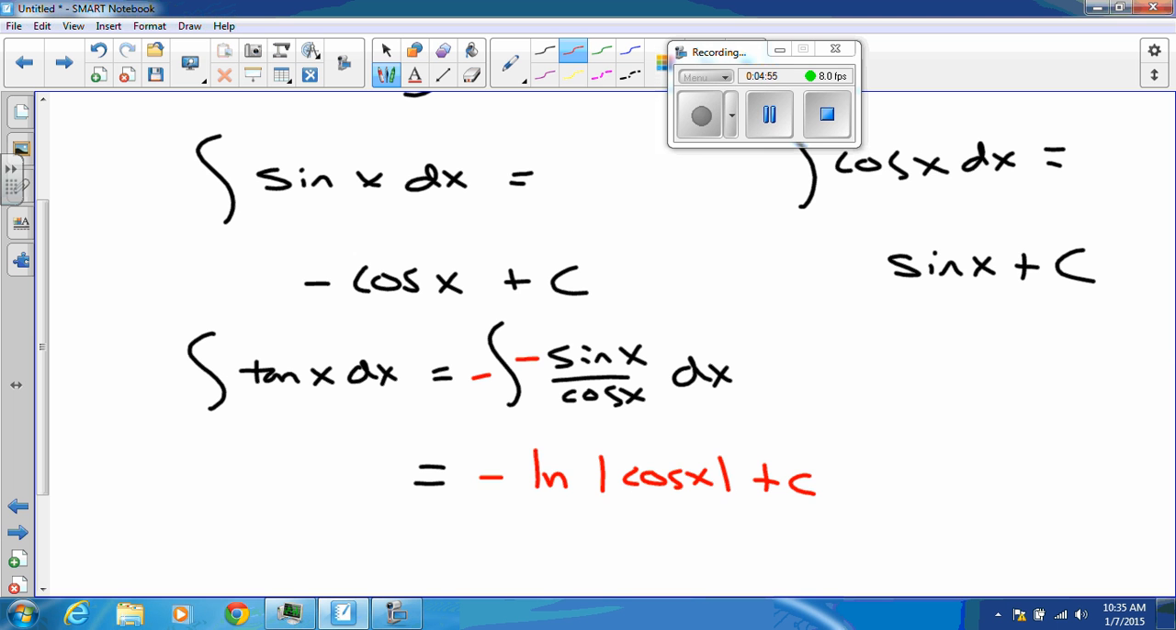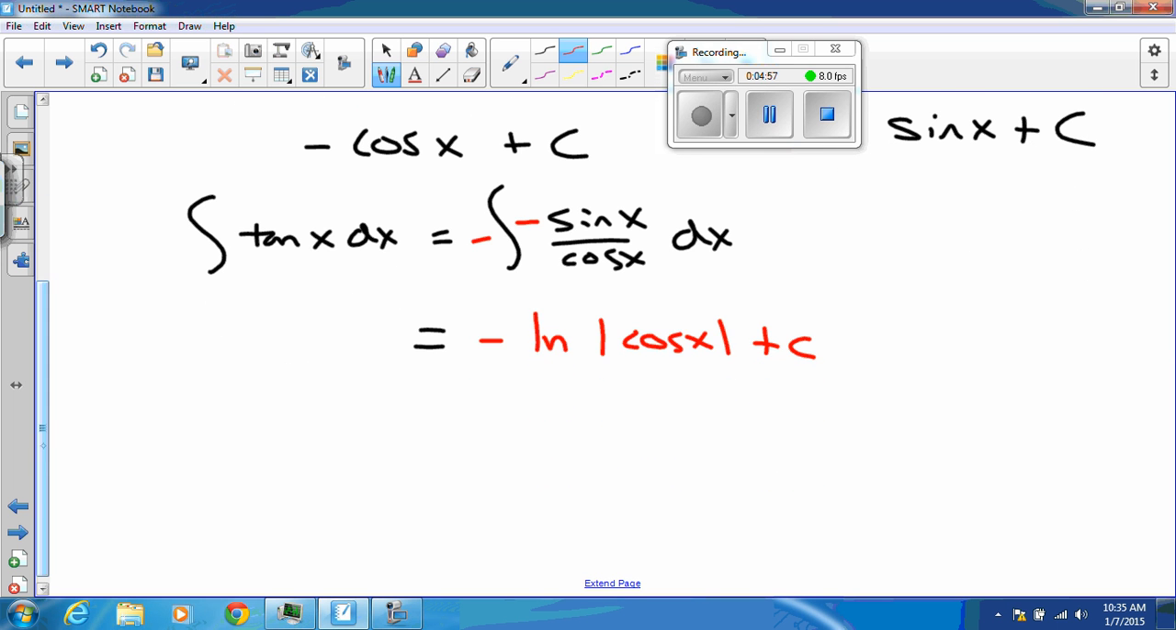This is a perfectly good answer. No self-respecting mathematician writes it like this because the derivative of tangent is secant squared. Therefore, to keep it all in the family, we're going to use the log properties to rewrite this as an exponent.